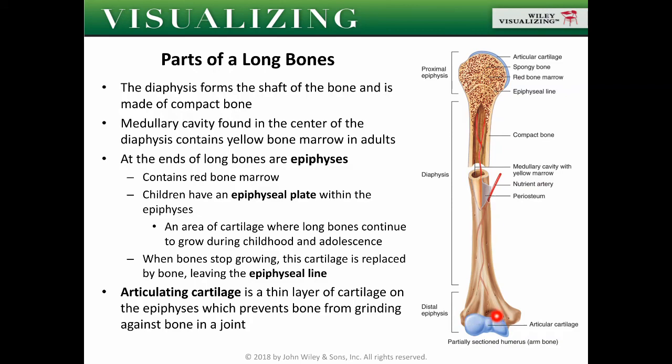At the ends of the bone, you have a layer of cartilage. This thin layer of cartilage prevents the bones from grinding against one another in the joint, and that's why arthritis is a problem for older people, because the cartilage becomes worn down. Without the cartilage cushion, the bones then grind against one another, and that is painful.